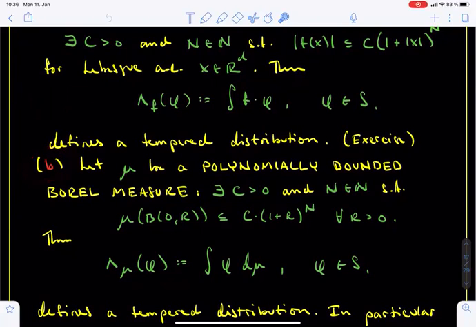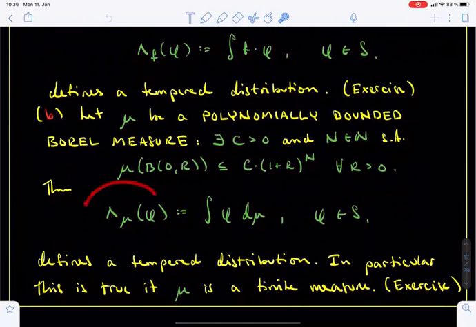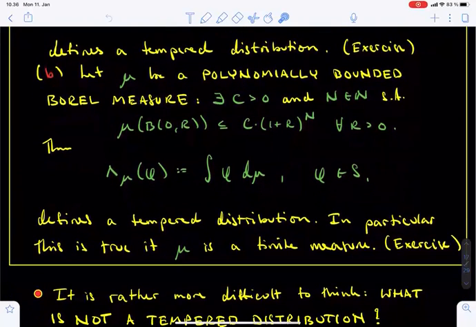Part B of example 4.10 generalizes the idea of polynomially bounded functions even further. Let mu be a Borel measure, which is polynomially bounded. In other words, there exist constants c and n as before, such that the mu measure of any ball of radius r centered at the origin is bounded by c times 1 plus r to the power n. Then the measure mu can be used to define a tempered distribution lambda mu by the formula lambda mu of phi equals the integral of phi d mu. This example generalizes the previous one because any polynomially bounded function f can be used to define a polynomially bounded measure, at least if we allow for complex measures.